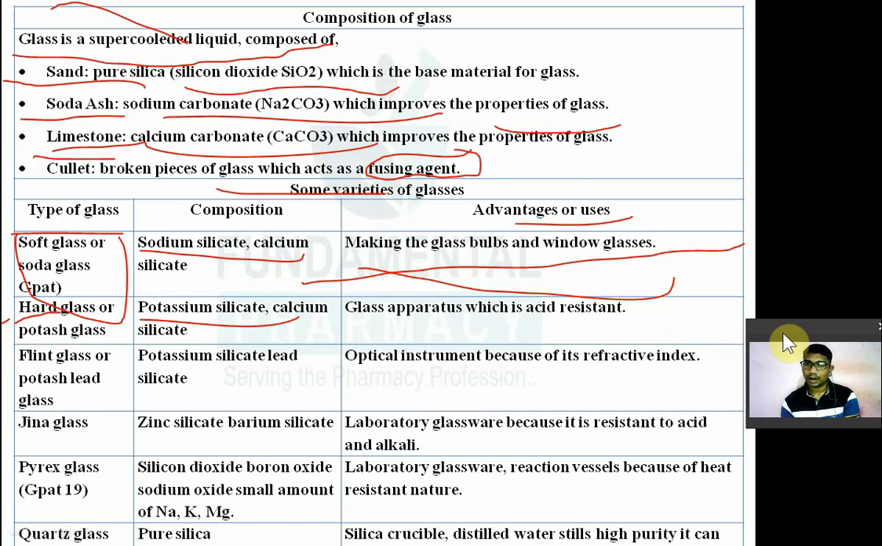Then hard glass is used for glass apparatus which are acid resistant, like your pipettes. Whatever pipettes and burettes are there, they are made up of hard type of glass because they are acid resistant.